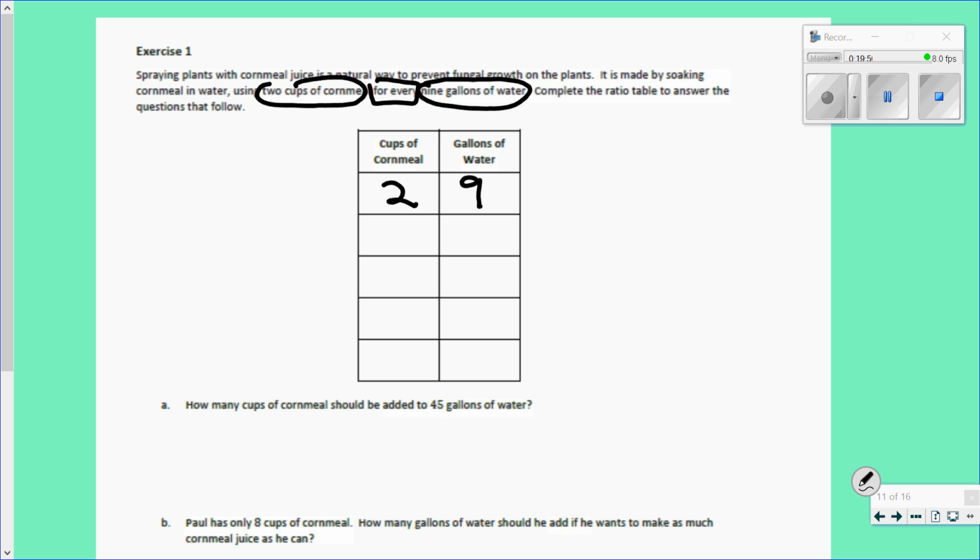Who can tell me what the next number in the table is going to be? Annalie. 4 and 18. How'd you get that? You did multiplication. So what she did was times two. All right, what's the next one? Anybody over here? What's the next number? Gabriel. 6 and 27. Next. Logan. And the last one. You already gone. Let's get Seamus.